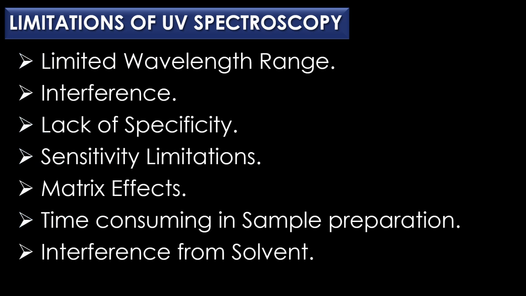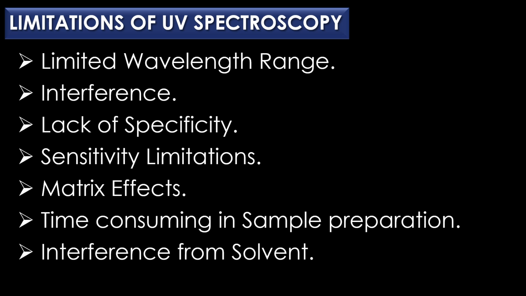Finally, limitations of ultraviolet spectroscopy. Ultraviolet spectroscopy has some limitations. The first limitation is limited wavelength range. UV spectroscopy is typically limited to the ultraviolet and visible regions of the electromagnetic spectrum. This can be a limitation for analyzing compounds that do not absorb in this region.